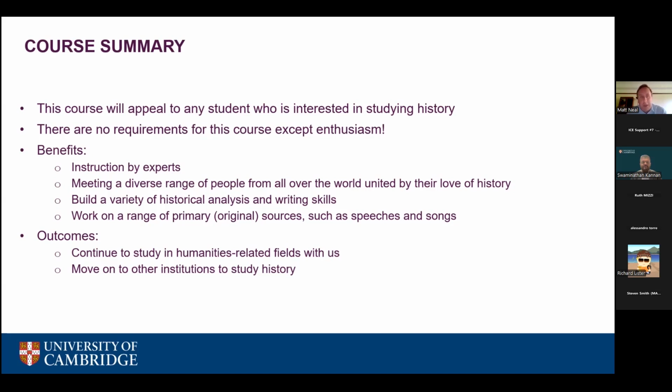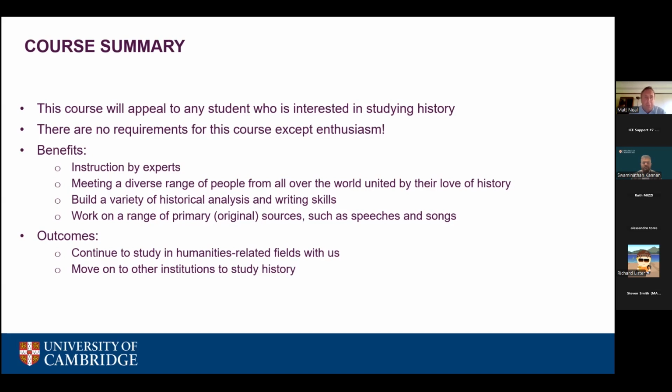There are some really great benefits that this course brings. You receive instruction in your historical studies from experts. You meet a diverse range of people from all over the world, all of us united by our love of history, of historical study. And using that love of history, you build a variety of skills: skills of historical analysis, skills of communication, both in oral form and on the page. You engage in source analysis.